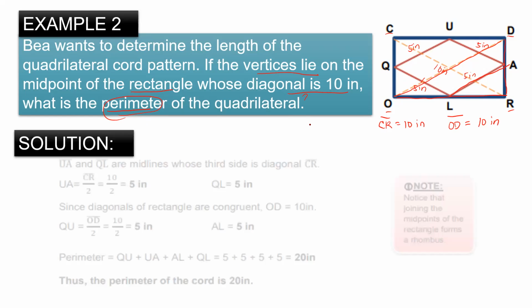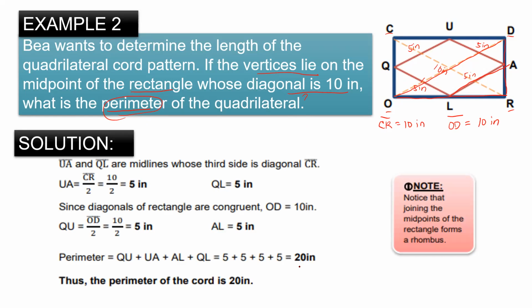So here's the complete solution. Thus, the perimeter of the chord is 20 inches. Okay, so let's have the next one.